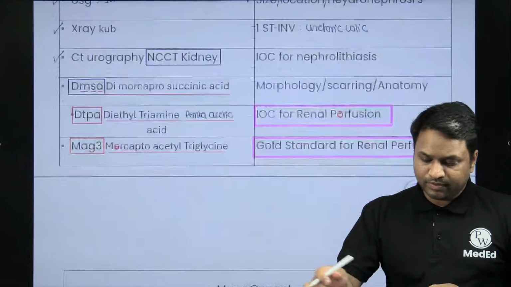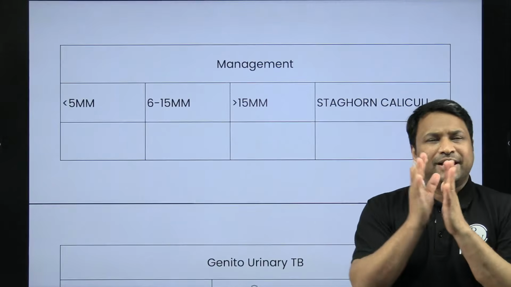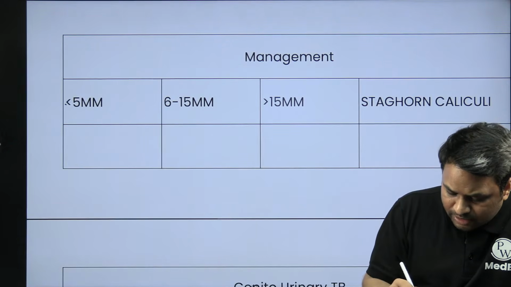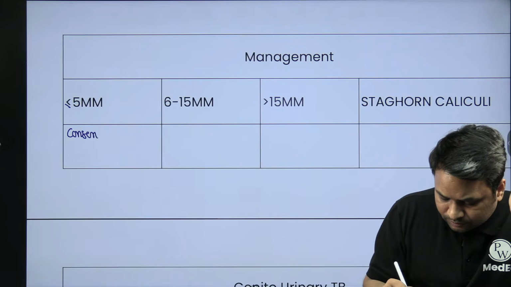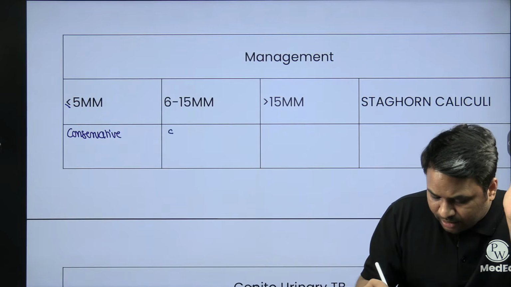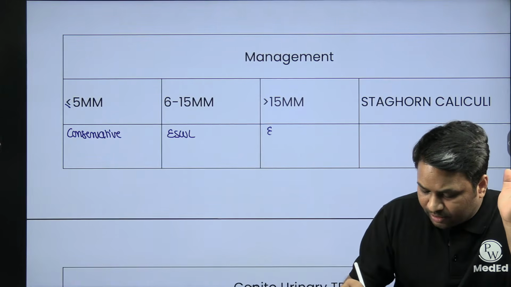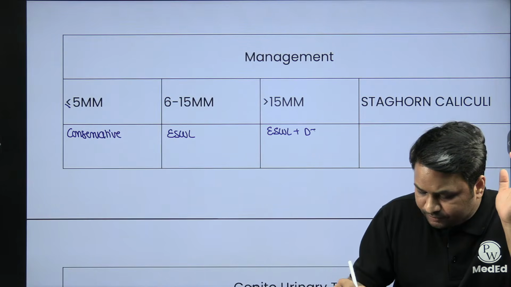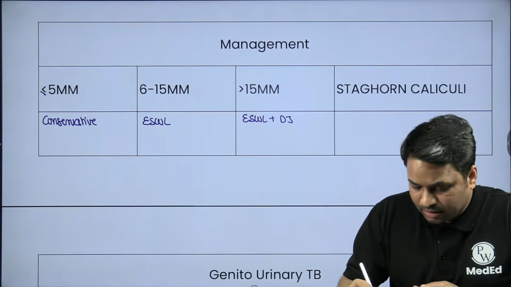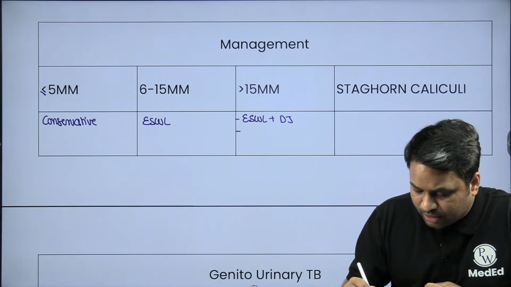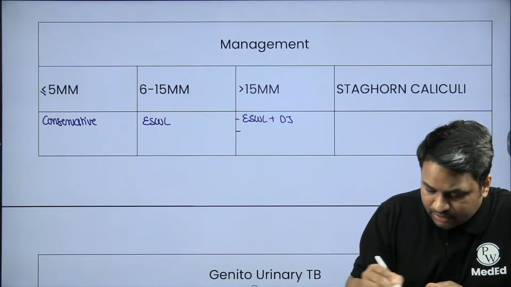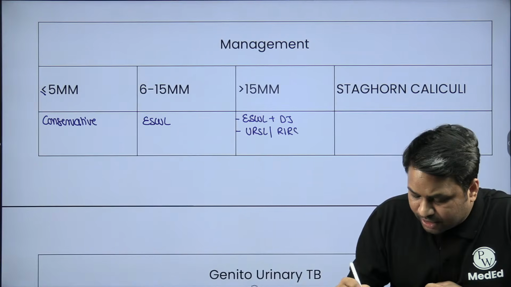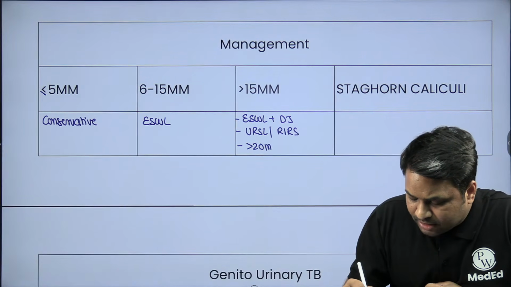So this is in terms of nephrolithiasis. Management is going to be very simple. If it is less than or equal to 6 millimeters, conservative. 6 to 15 millimeters, ESWL. More than 15 millimeters, that is, if it is 15 to 20, you do ESWL with DJ. If it is going to be at a lower lying calyx stones, then you can do URSL or retrograde intrarenal surgery. If it is more than 20 millimeters, then you do PCNL.